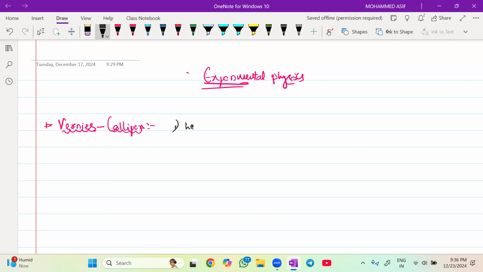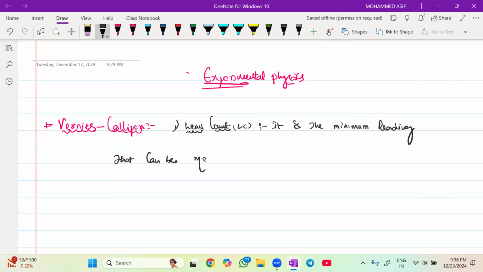Least count, represented by LC. How do you define the least count? Least count is nothing but what? It is the minimum reading that can be measured from the instrument. That is called the least count.